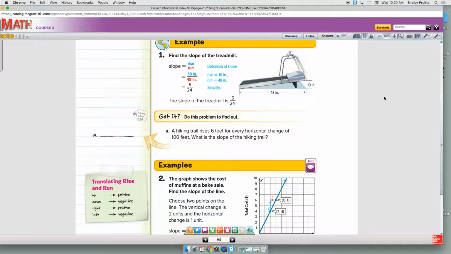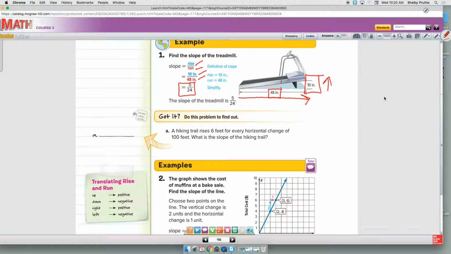So we have a slope is equal to rise over run. And if you look at our picture, well, the rise, which is right here, we know that it's going up 10 inches. And the run, which is side to side, it's going all the way over 48 inches. So that's where we get 10 over 48. And then we just simplify by dividing by 2. So our slope for this treadmill is going to be 5 over 24.